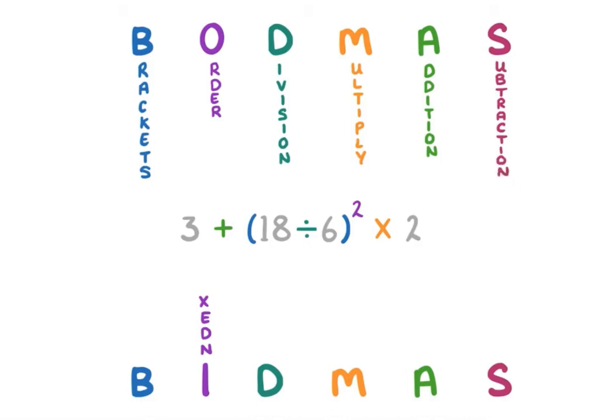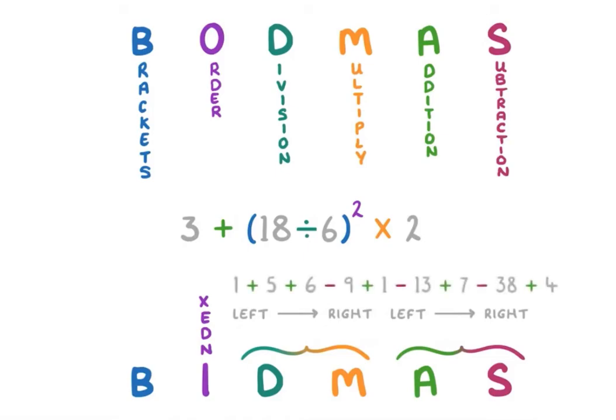One important thing, though, is that when it comes to division and multiplication, or addition and subtraction, you should start with the ones on the left and work your way to the right. So if you have a question like this one, with loads of plus and minuses, you would just start on the left and work your way through to the right. You wouldn't have to do all of the additions before the subtractions.